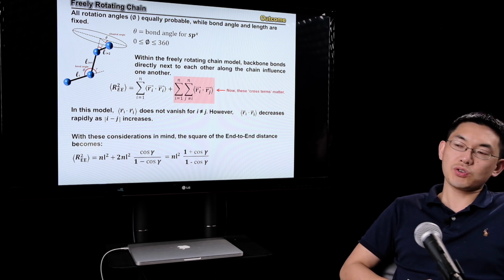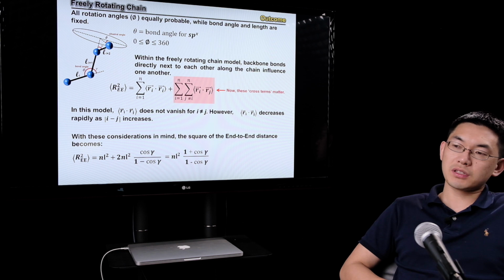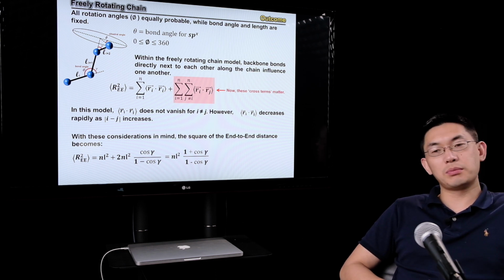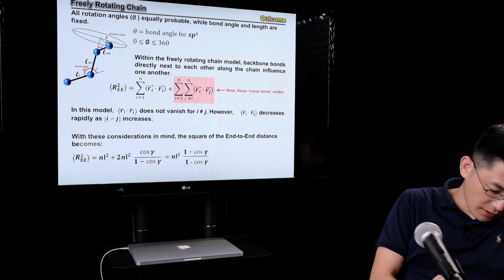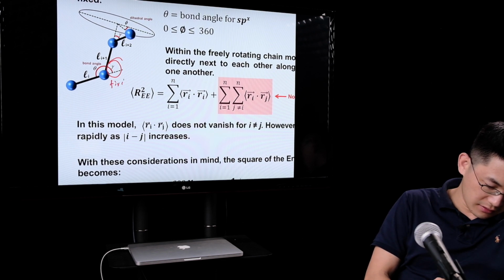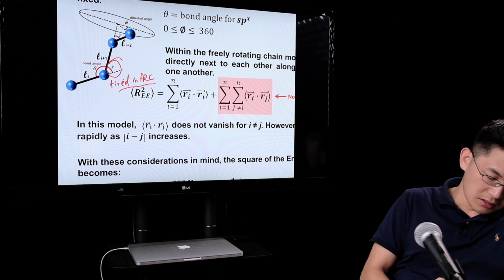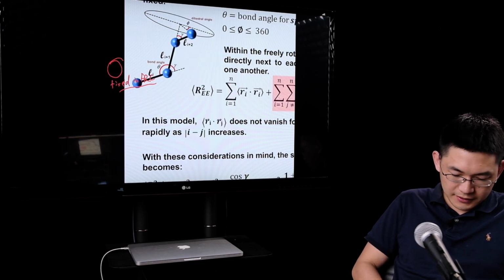So this free rotation chain model differs from the free joint chain in that the bond angle will be fixed. Okay, so this bond angle gamma will be fixed in the free rotation chain model. Well, in the previous case, it is not fixed, so that's a major difference.